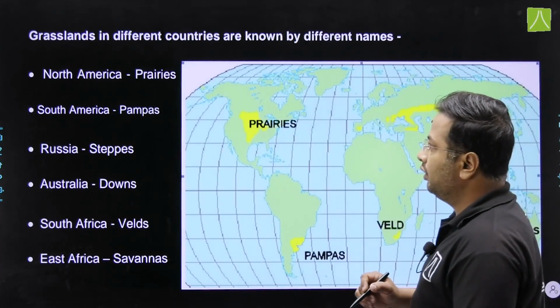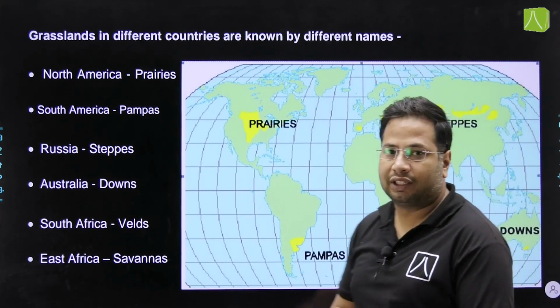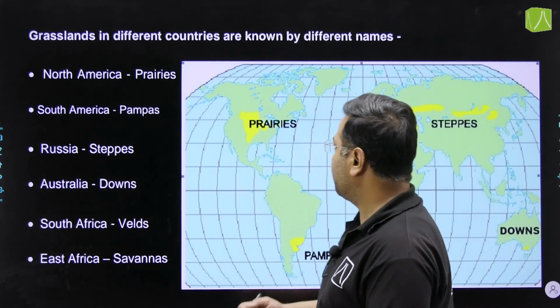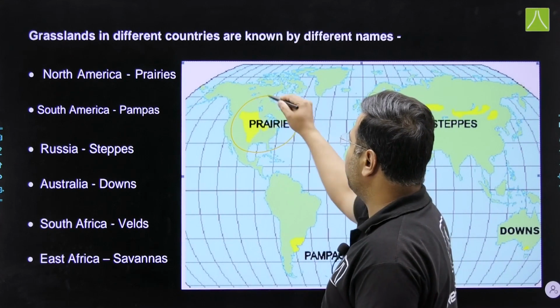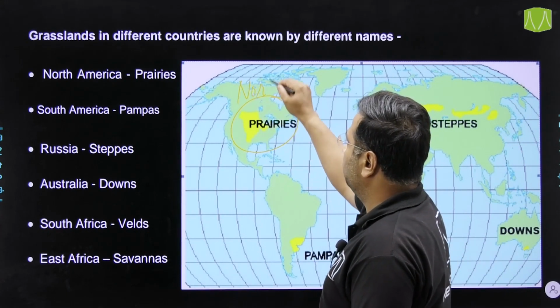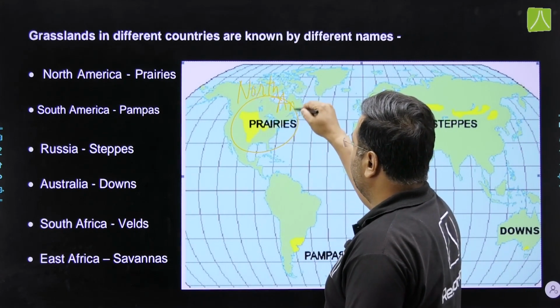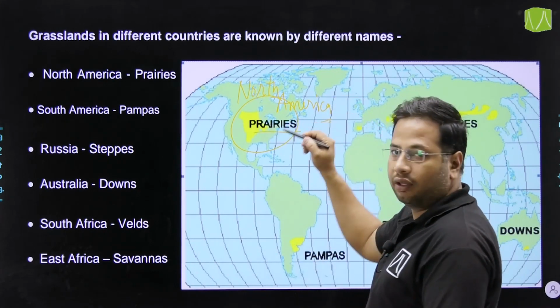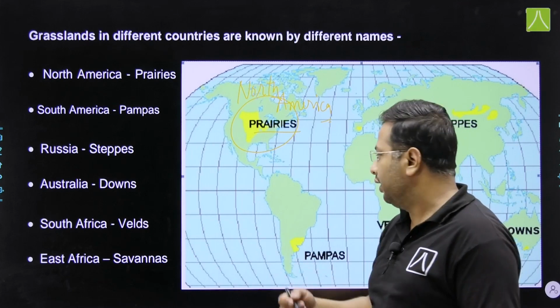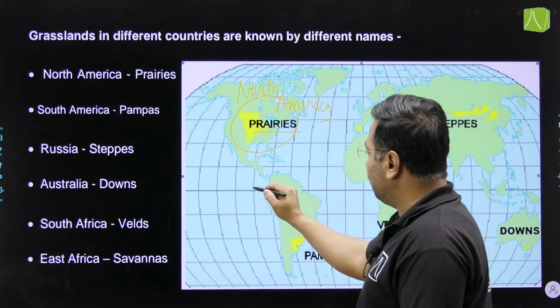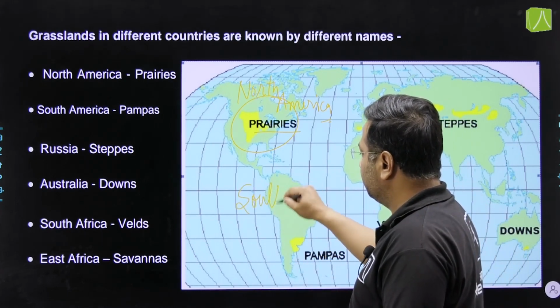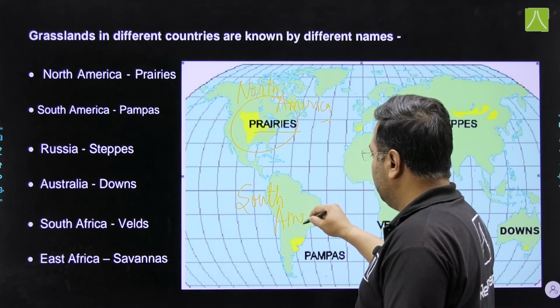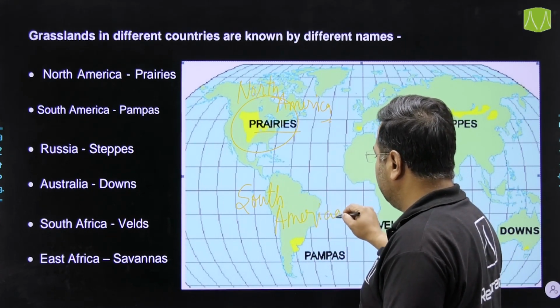Now you can see here, these are the names of different grasslands which are found in the world. First of all, we have prairies here. Now you can see this is North America. So in North America it is called prairies, the prairies which we are going to read. Then in South America it is called pampas.